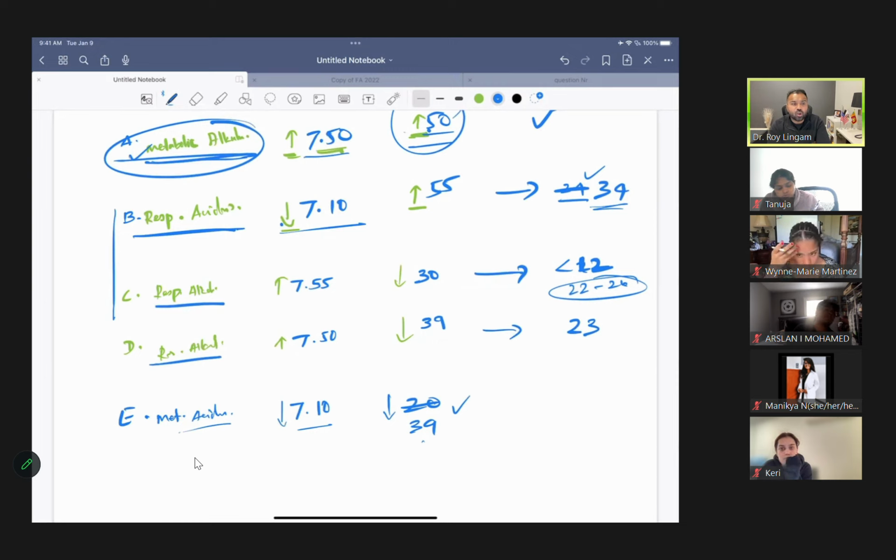How many people say no? Why do you guys say no? Because it's within normal range. Is that clear, folks? So for respiratory alkalosis, what should be the compensation?